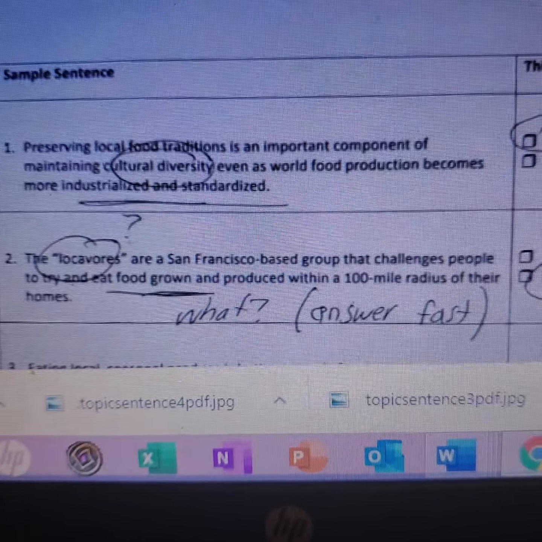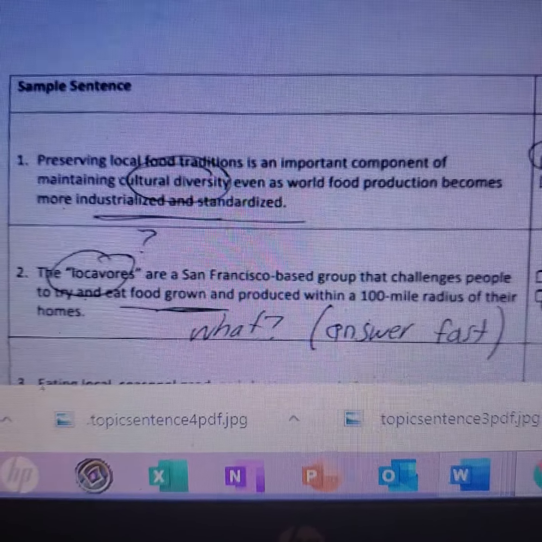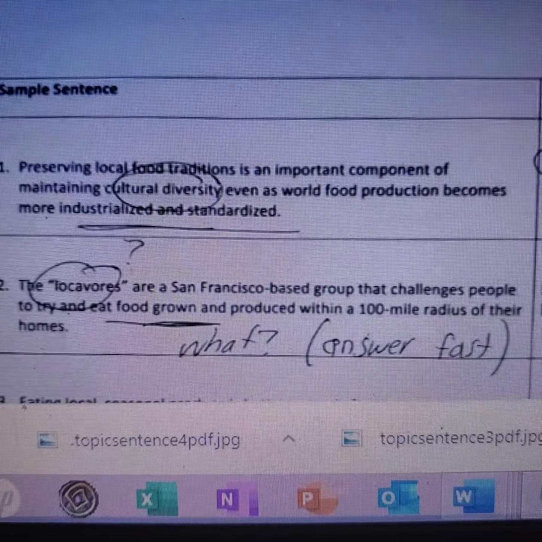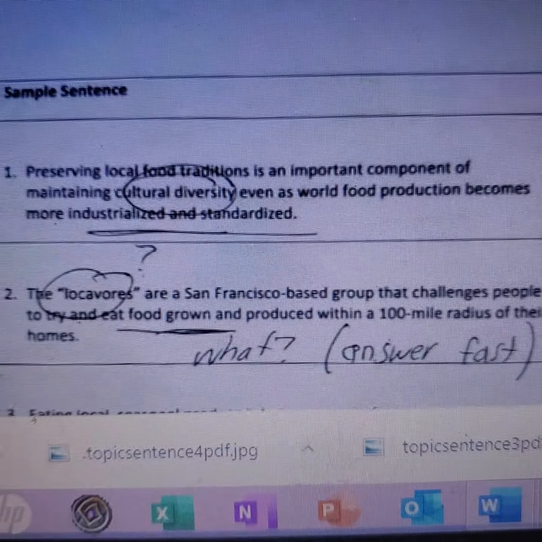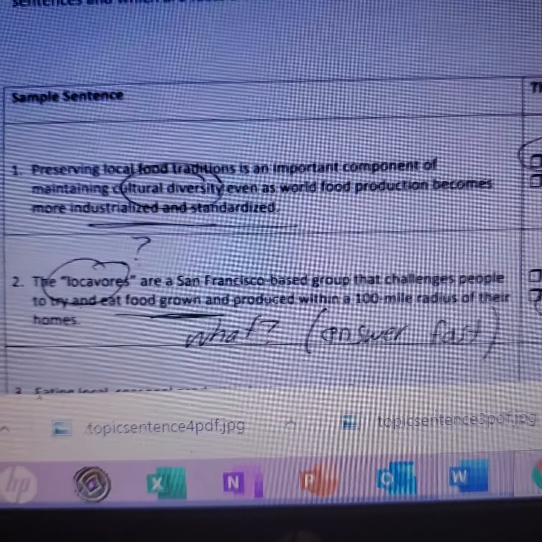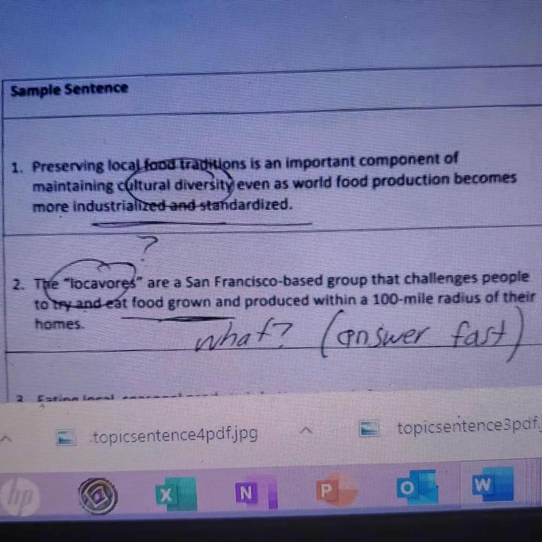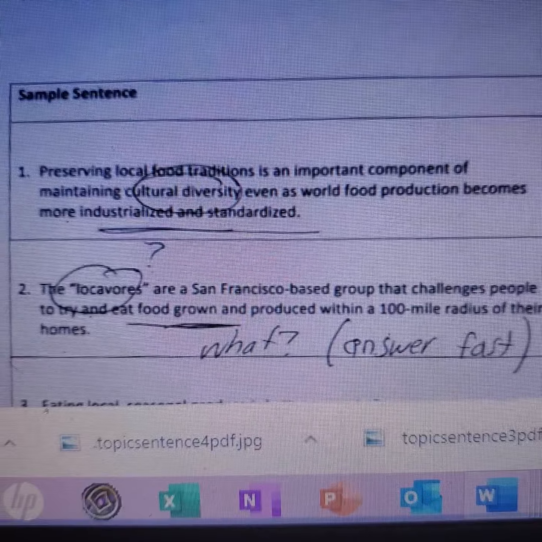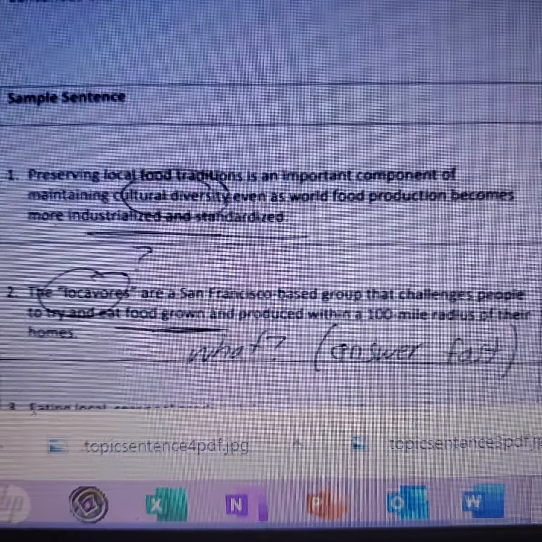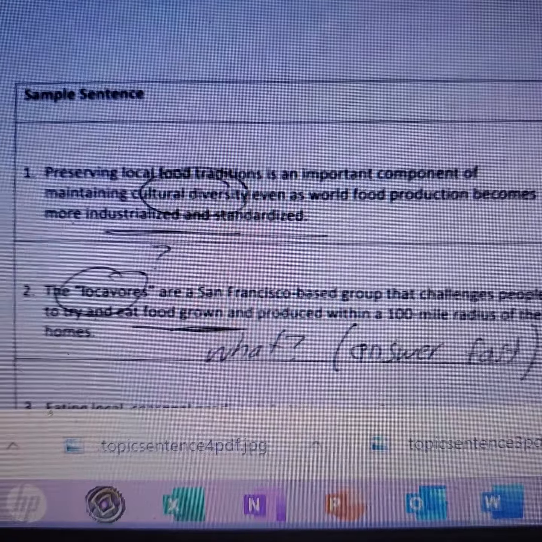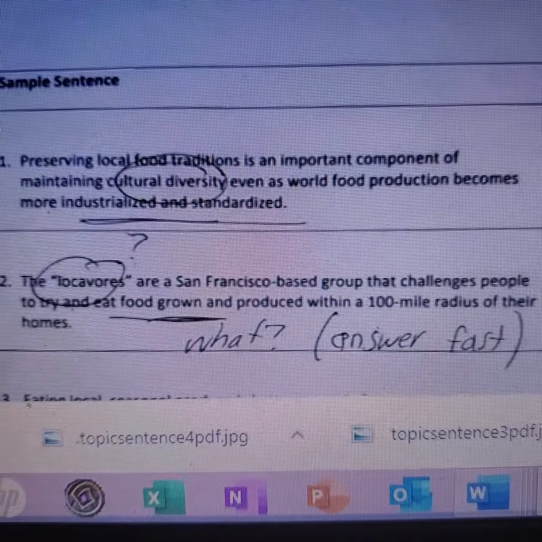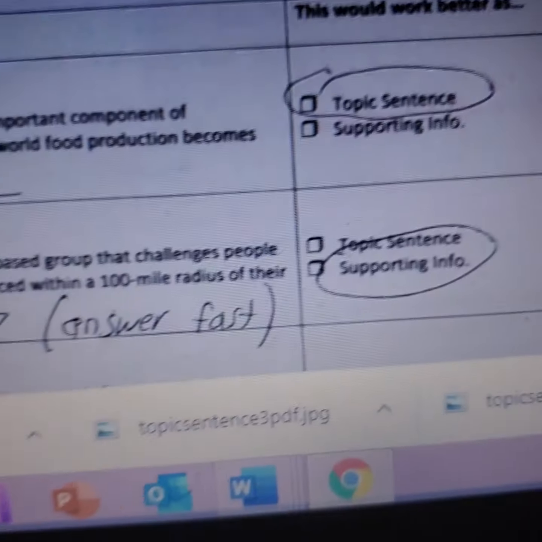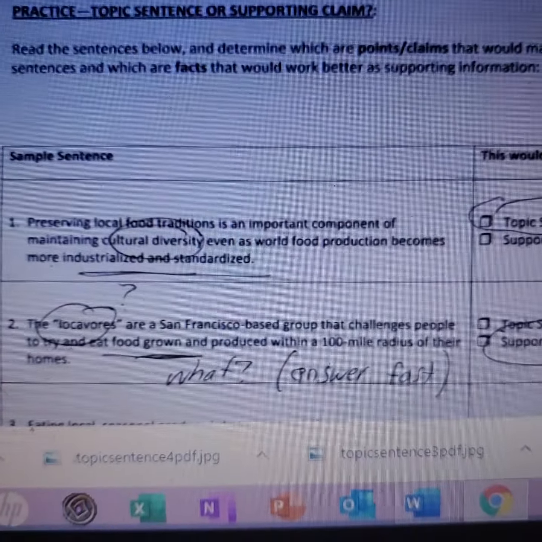Let's go to the next one. I'll show you again. So number 2, it says, the locavores are a San Francisco-based group that challenges people to try and eat food grown and produced within a 100-mile radius of their homes. This is asking me if this is a topic sentence or supporting sentence. Notice that it just gives me a sentence where I have no idea what the word locavores means, which is why I circled it and put a question mark. I even wrote out what, because I have no idea what that means. If I have no idea what that means and they don't give me a definition, odds are that is probably supporting info. Okay, so this PDF was just exercises that we did in class.